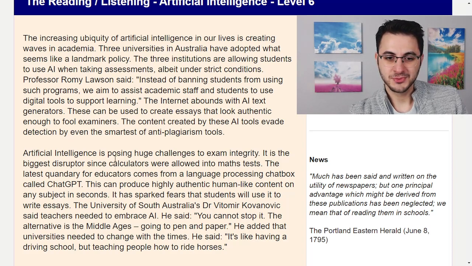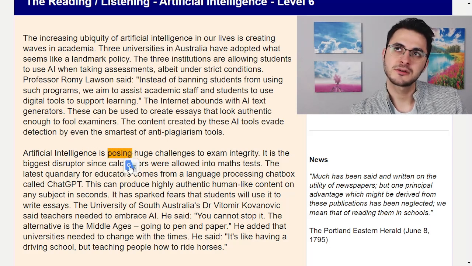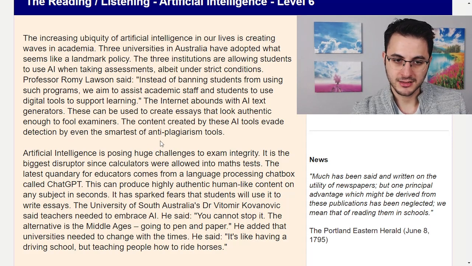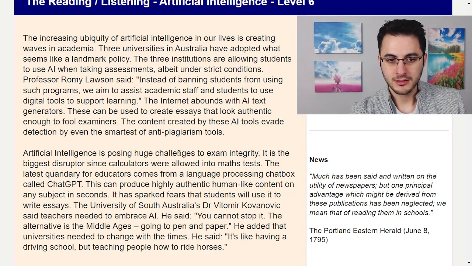Artificial intelligence is posing huge challenges to exam integrity. Pose is not actually a very necessary word here. So artificial intelligence is a huge challenge to exam integrity. You can understand it like that. It is the biggest disruptor. It is the biggest disruptor since calculators were allowed into math tests.